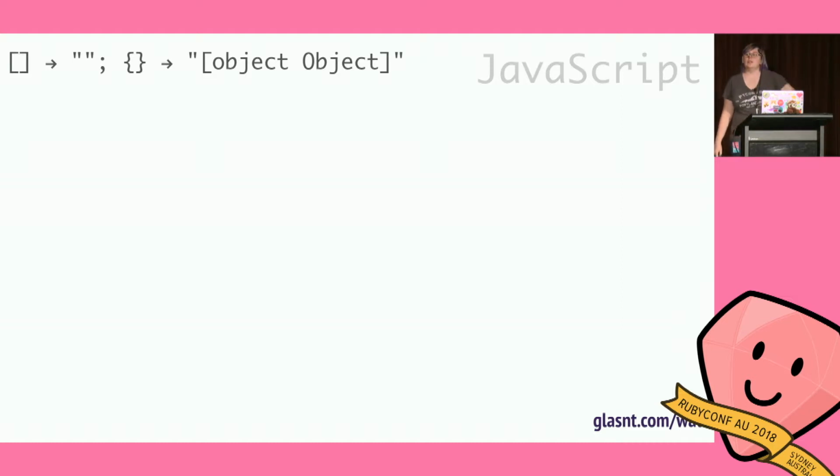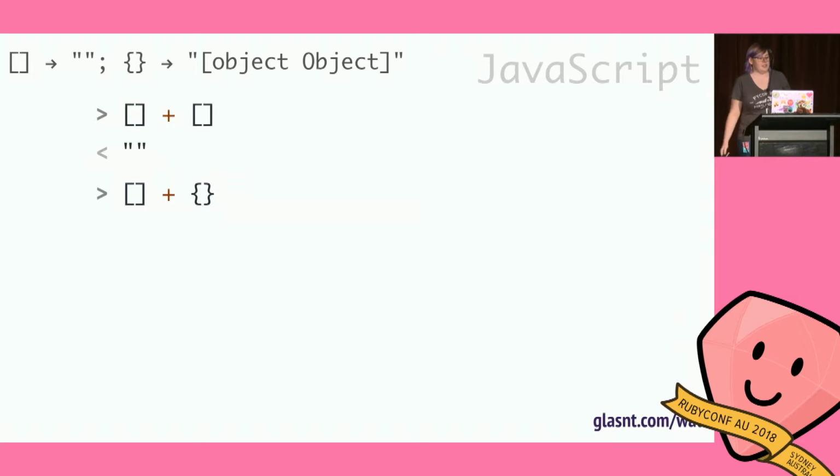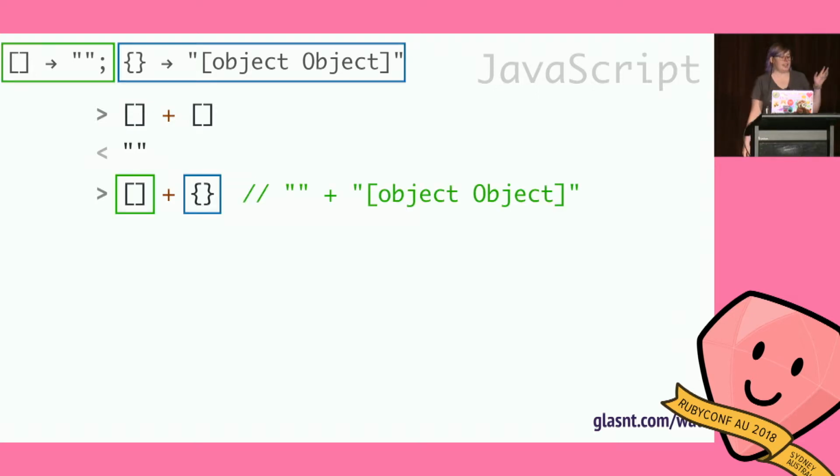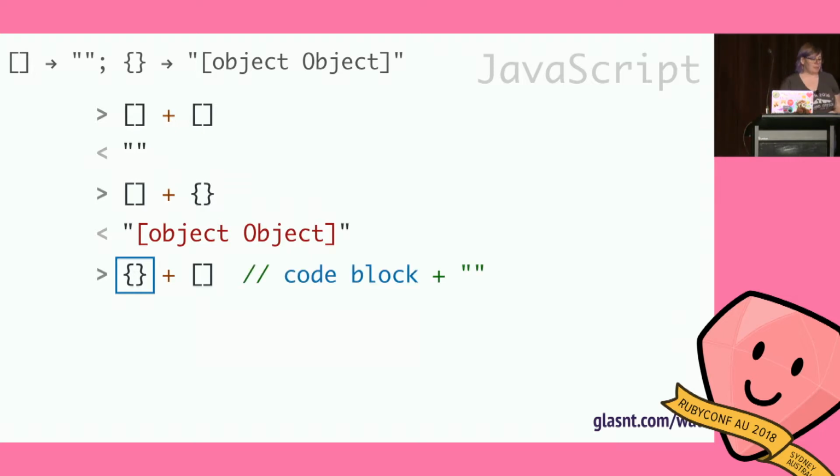in and work out what our results are going to be. So, a list and a list, they're both strings, concatenate two empty strings together, you get an empty string. List and an object, you concatenate an empty list and the object string, and you get an object. Other way round though, that is assumed to be an empty code block, which is a no operation, so we're going to ignore it. Code block.